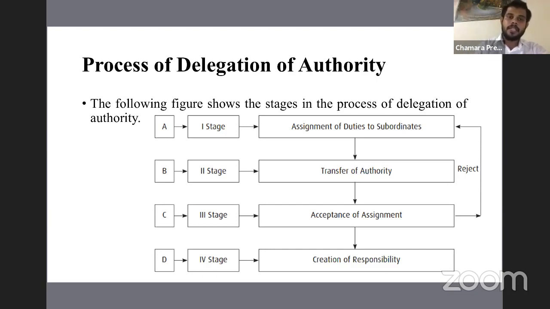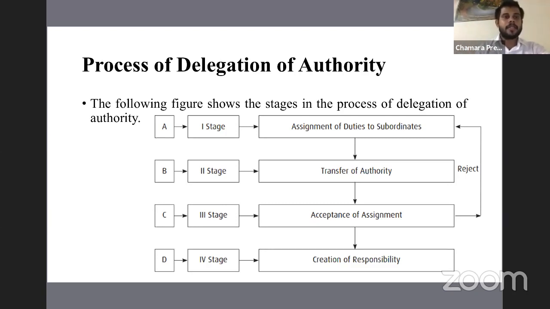Now let's assume that the person accepts the assignment. The moment he accepts the assignment, it creates a relationship between the authority and responsibility, right? When I say okay, it creates a relationship between the authority, and I am responsible for that. So that is how the delegation of authority happens, right?